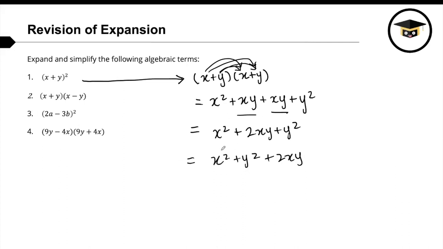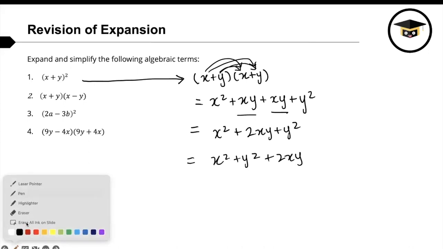Now, the way we're going to think about this is if we have something plus something all squared, it just means it's equal to the first thing squared plus the second thing squared plus twice the first thing times the second thing. So if you can keep that mantra in your mind while we do these questions, it's going to really pay off. Now let's have a go at question 2.